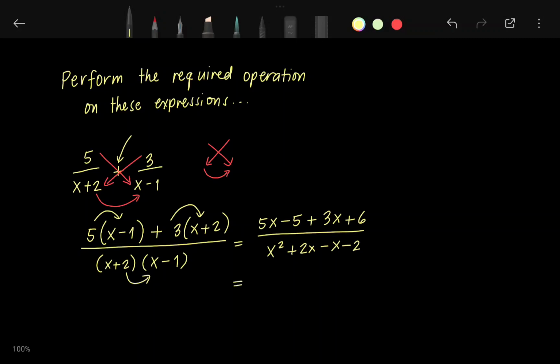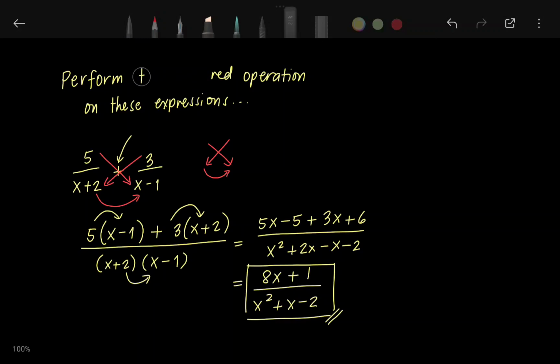Simplify further, so combining like terms. The two terms with x give 8x plus 1 in the numerator. So, x squared plus x minus 2. And this is the final answer. So, if you would just like to add two rational expressions, our answer would be this fraction.